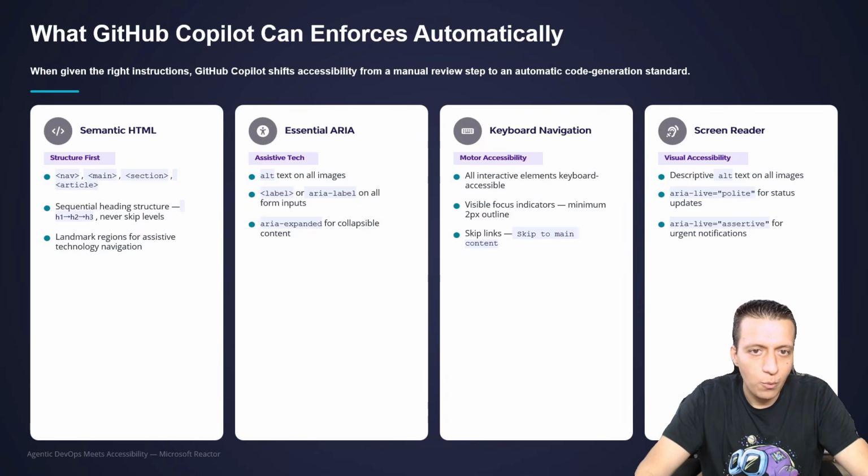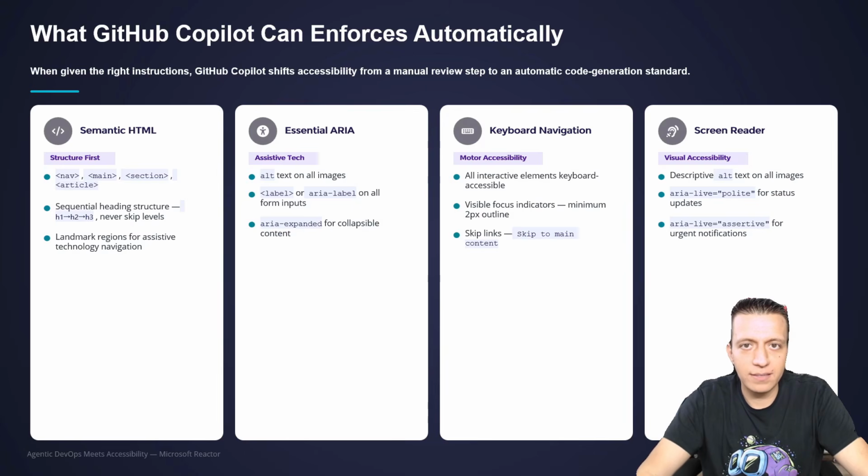At the same time, we have the essential ARIA. For example, making sure that we have alternate text for all the images, that we have the appropriate keyboard navigation in all the objects of the web page to make sure all users can navigate as expected. And at the same time, we have the screen reader to make sure all users can hear the content of the website as expected.